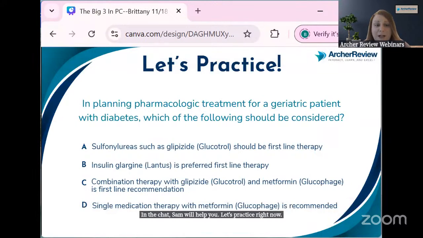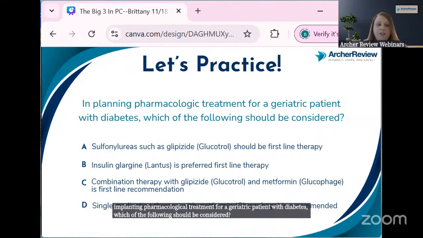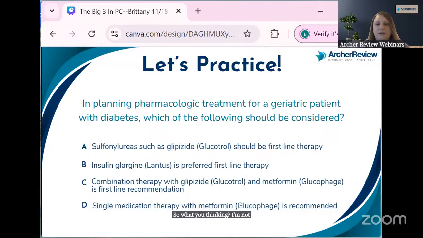In planning pharmacological treatment for a geriatric patient with diabetes, which of the following should be considered? So what are you thinking? I'm not going to read you all the answers, but they're there. So I'm going to pull up the chat.